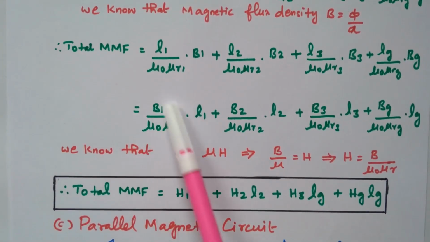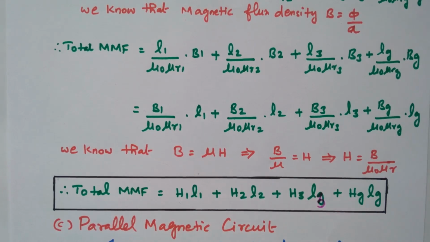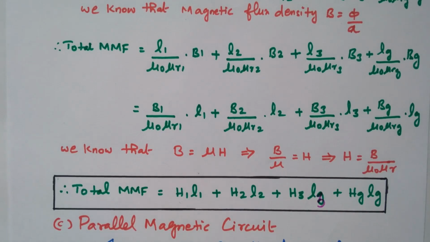So what will happen? This is H1, this is H2, H3 and Hg. So that H1 into L1 plus H2 into L2, H3 into L3 plus Hg into Lg. This is 3, not Hg, this is H3. So now we got the total MMF for a series circuit. The total MMF is nothing but the sum of individual terms because it is connected in series, so all are added together. Now we'll go to the parallel magnetic circuit.